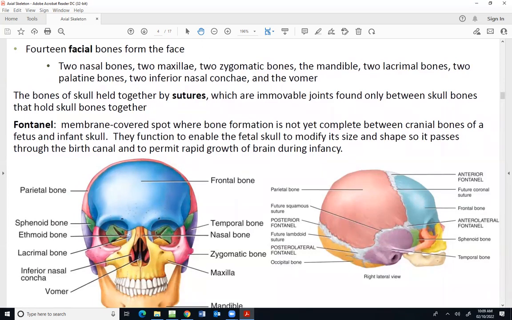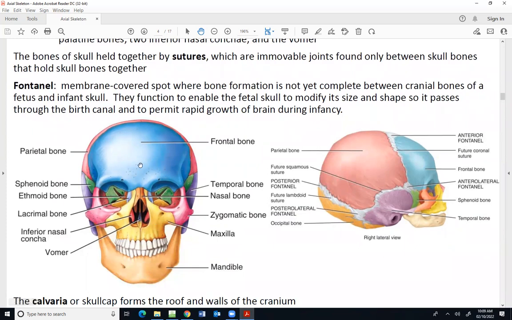The eye socket, you've got two tiny little bones called lacrimal bones. Forming the roof of your mouth, you have the two palatine bones. And then the largest and only movable bone in the entire skull is your lower jaw, known as the mandible. Okay. Now this is just an anterior view of the skull, taken directly from your textbook.